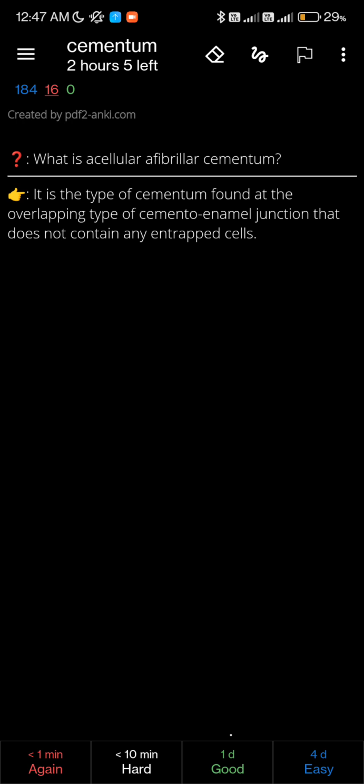So where is this acellular afibrillar cementum found? Acellular afibrillar cementum is found at the overlapping type of cementum enamel junction. And what is the other name for afibrillar cementum? It is also called coronal cementum because it is found at the occlusal fissures.